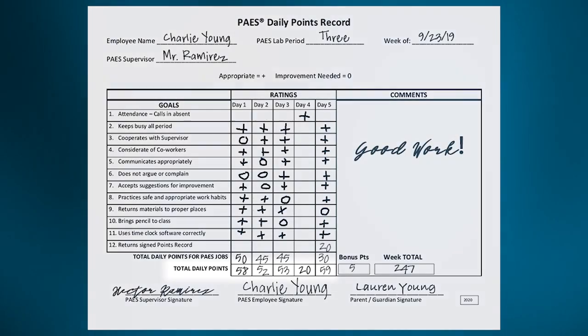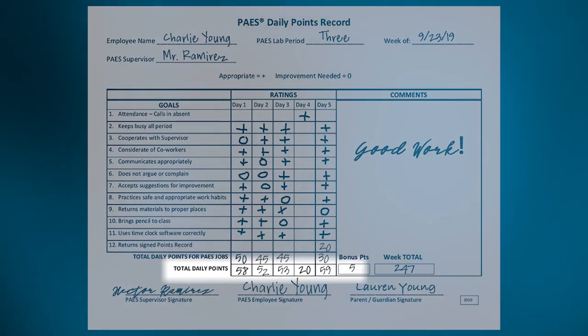At the end of the week, add up the daily totals, plus any bonus points you assign at your discretion, and put the total in the weekly total box. This is the number of points the employee has earned for the week.